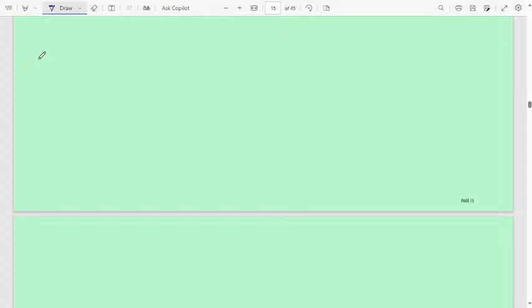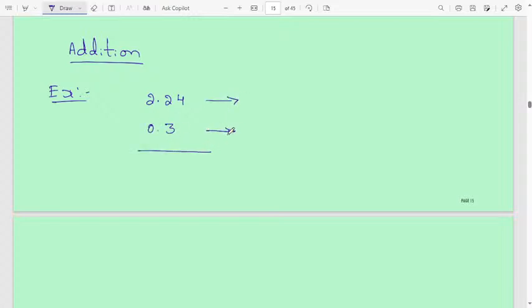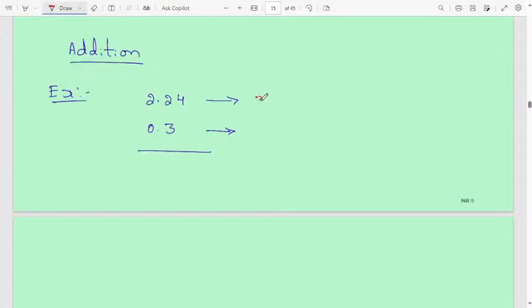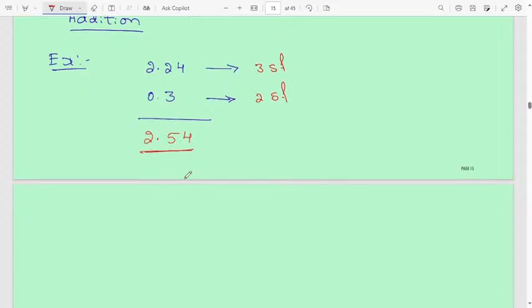Then the next important point: when you are adding significant figures. This is applicable to addition and also subtraction. I will consider one example of how to add significant figures. For example, 2.24 plus 0.3. This one has three significant figures. This one has one significant figure. Then add, you will get 2.54.